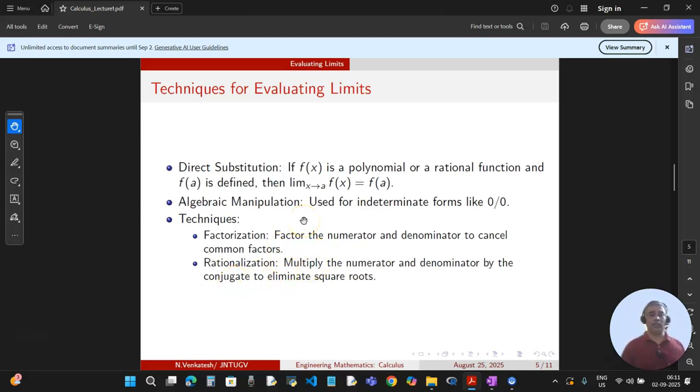So factorization is, whatever the numerator and the denominator that we have, we do factors and then we cancel some common factors in the numerator and denominator. And similarly, we apply rationalization, multiply either a numerator and a denominator by the conjugate of the square root, to eliminate those square roots, just to convert into a form of a square minus b square.